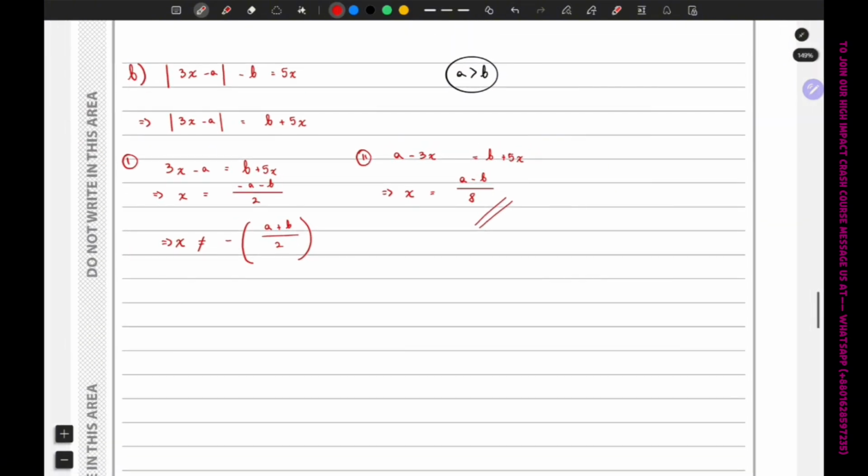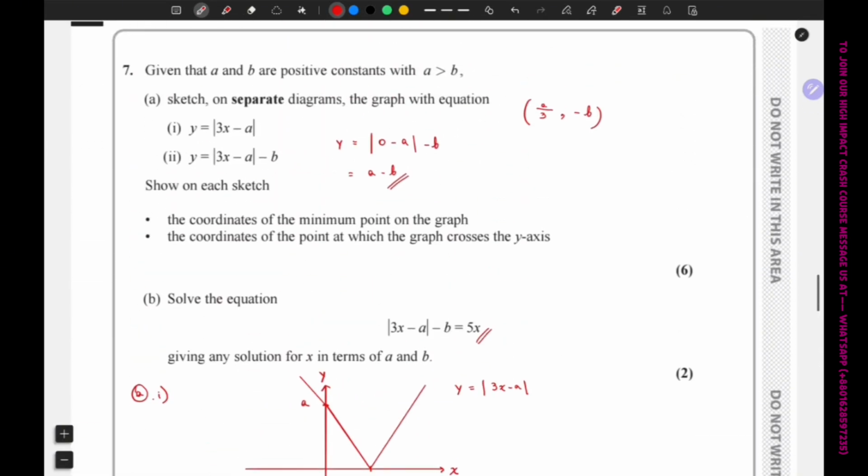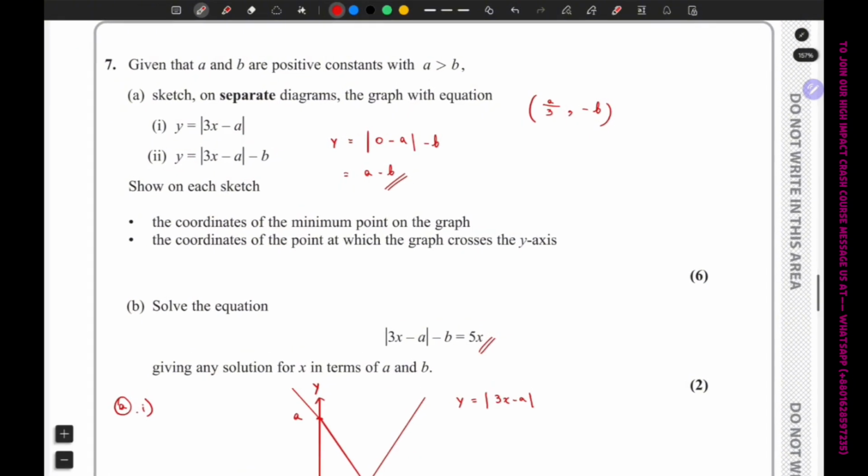So this is how you actually determine which one is the actual solution of your equation, I mean the actual solution of your graph. So that is it for this question. I hope you all understood the video, and I'll see you guys in the next video.